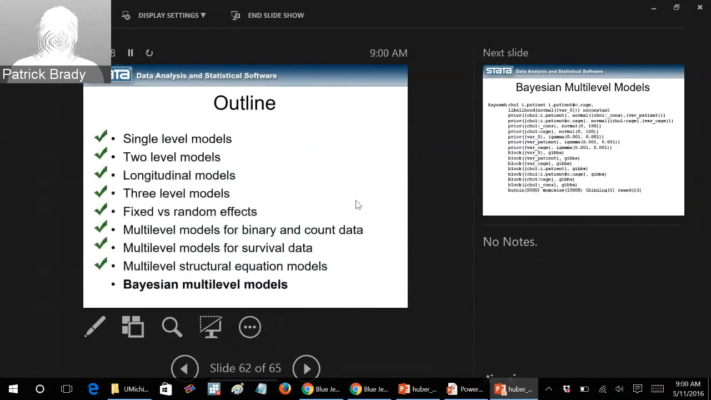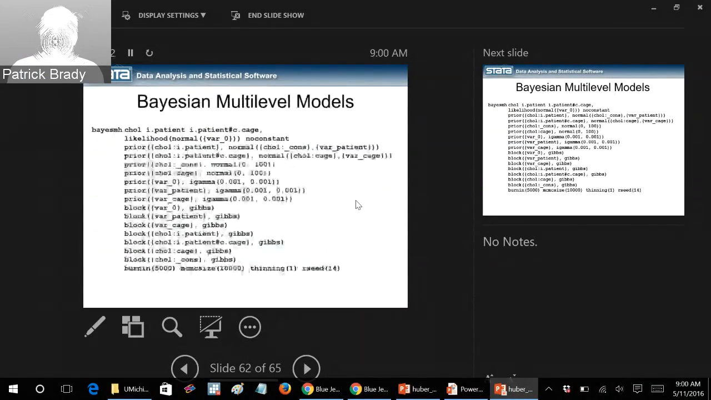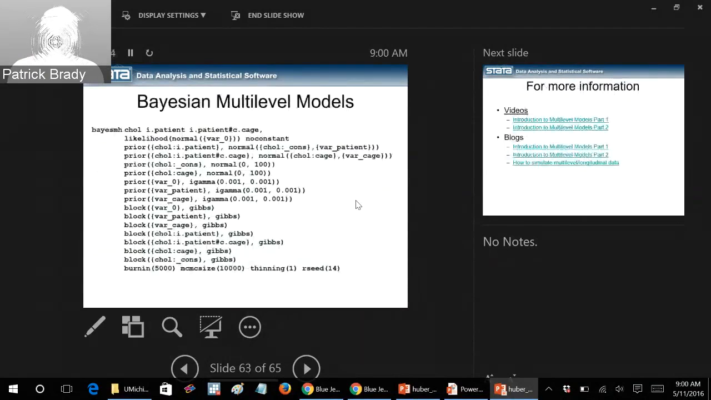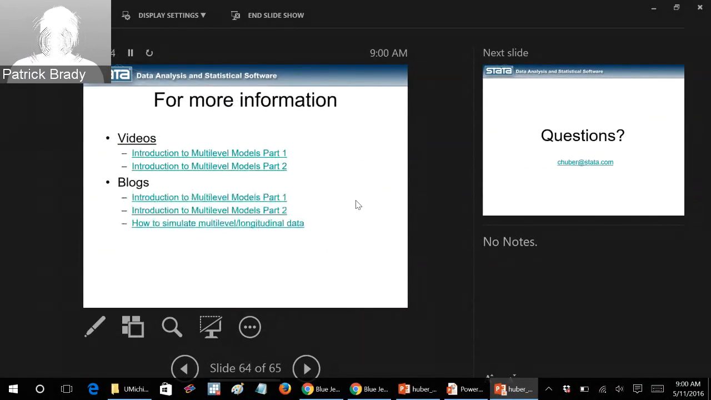Bayesian, if you have a Bayesian bent, Stata now as of 14 does Bayesian models. The syntax looks messy, but it's not our fault. It's just inherent to Bayesian statistics, because you have to have priors for all of the parameters in your model. So it can be done. If you want more information on this, some of this is in video format on our YouTube channel. Stata has a YouTube channel that has tutorials for how to do these things. And I've written several blogs on how to simulate multi-level data and how to fit these kinds of models using these slides.